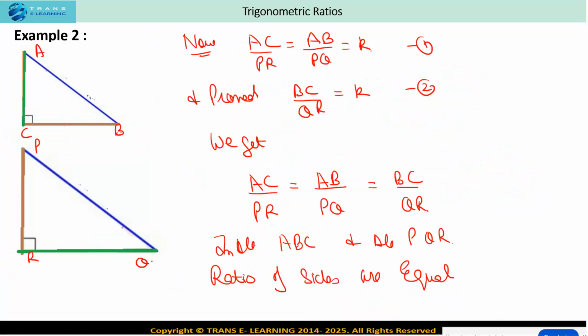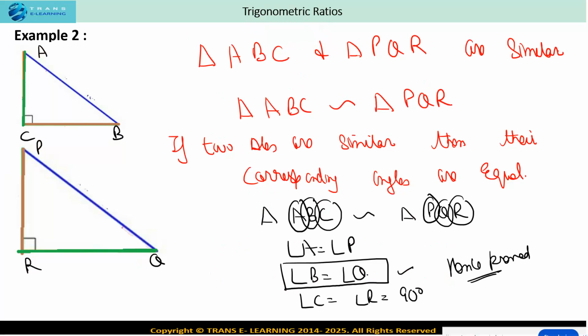On comparing, we got the ratio of the perpendicular and the ratio of the hypotenuse equal to k, and we got the ratio of the bases also equal to k. So we got that the ratio of all the sides are equal. Now a ratio of all the sides are equal, so that means these two triangles will be similar. Now if these two triangles are similar, then their corresponding angles are also equal. That means in triangle ABC and triangle PQR, angle A will be equal to angle P, angle B will be equal to angle Q, and angle C will be equal to angle R. So we have proved that angle B will be equal to angle Q.